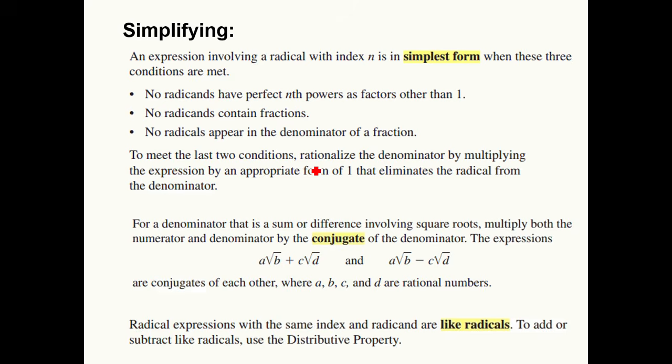Okay, so this is where we formally learn how to rationalize the denominator. We turn the denominator into a rational number by multiplying the expression by an appropriate form of 1 that eliminates the radical form. In other words, we want to create a power that is perfectly underneath the root. So we would want to create a cubed term underneath a cubed root so that we get the powers and the roots to cancel out. So that's going to be our goal, to make those denominators rational numbers.